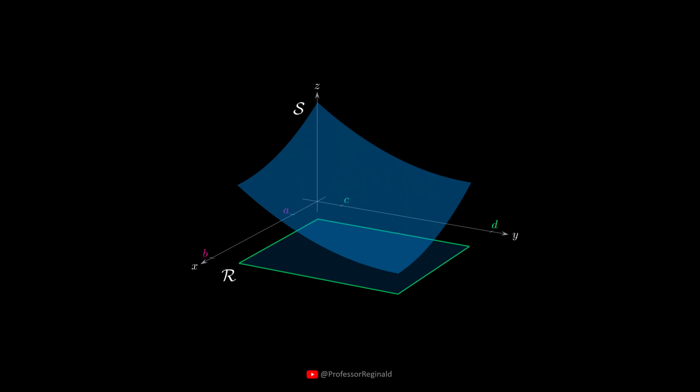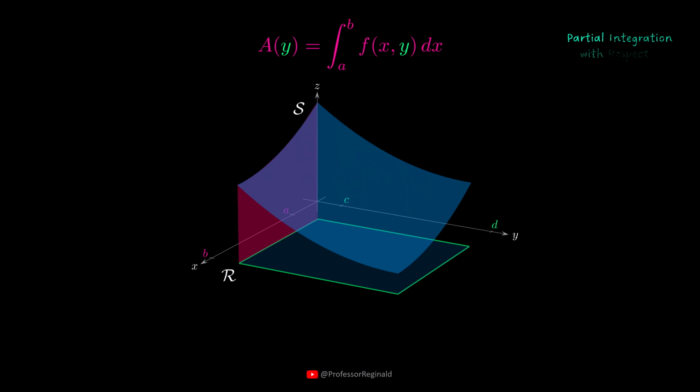If we sweep in the x direction first, the result is a cross-section of the solid whose area is given by the following single integral, where y is treated as a constant because every point on the cross-section would have the same value of y. But x changes, so it is the variable of integration. And this is partial integration with respect to x.